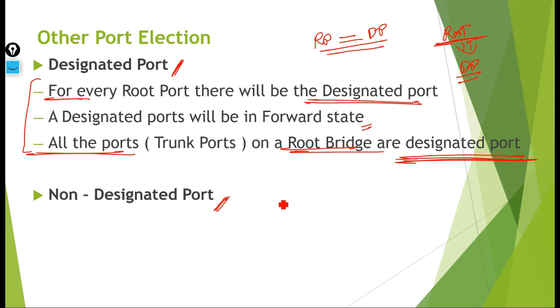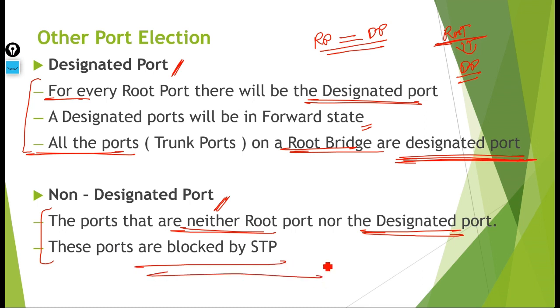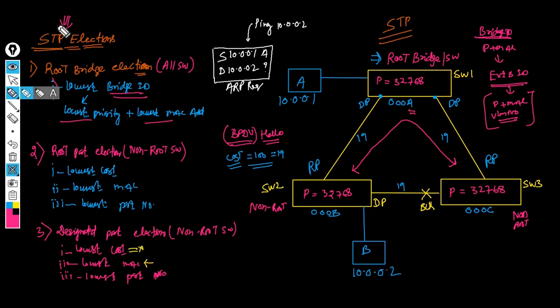Apart from that, non-designated is all about the ports that are neither root nor designated. These are basically blocked by STP, your blocked ports. Fine. So this is your STP election process that you need to remember. I would like to highlight that these are very important points. If you remember these steps, like root bridge election, then root port, and then designated port, and remember the criteria, it will help you with any kind of selections. And this is a very good example.